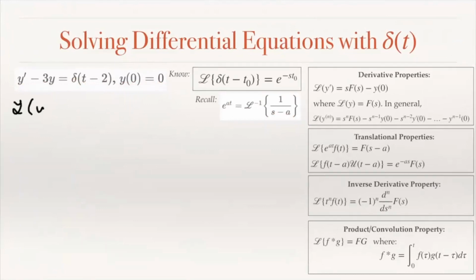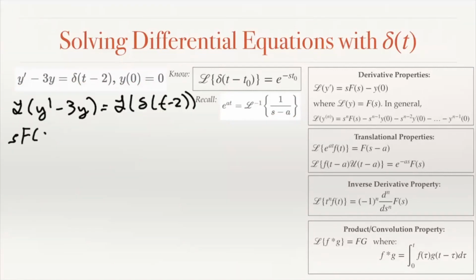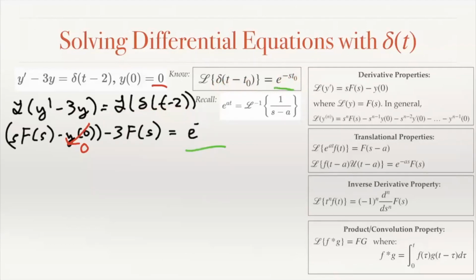So we take the Laplace transform of both sides, and that's s F(s) minus y(0) minus 3F(s), that's our left-hand side as usual, where y(0) is 0, is equal to the Laplace transform of the Dirac delta of t minus 2. But we know the Laplace transform of the Dirac delta of t minus t naught is e to the negative s t naught. So from this, that will be e to the negative s times 2.